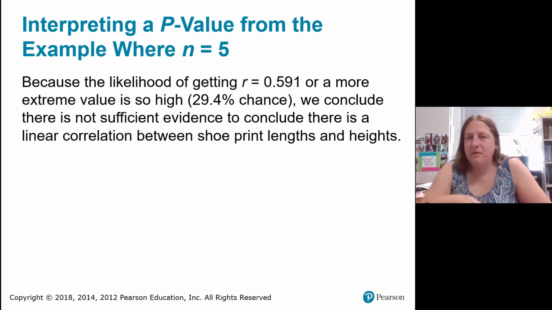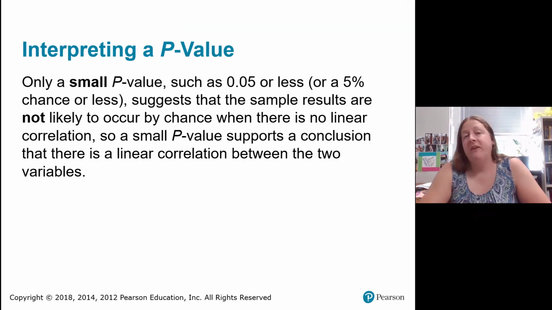Now, you might be wondering, what's a good p-value? When would we actually say, yeah, this is good? Small p-values is what we're looking for. P-values of 0.05 or smaller. That's a 5% chance or less that this happens by chance. So if we see a small p-value, then it supports a conclusion that there is a linear correlation between the two variables.